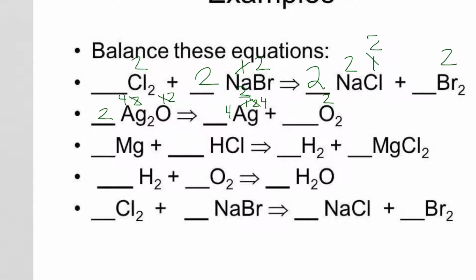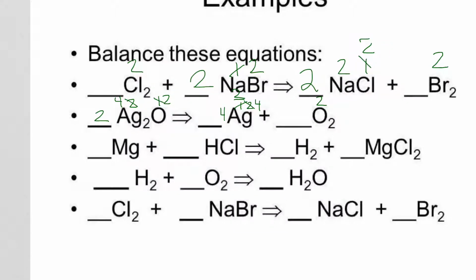Alright, so let's look at this one here. I'll leave my free element magnesium by itself. So over here I have 1 hydrogen, and I have 2. So I need to change this to 2 in order to have 2 hydrogen. As you can see, I'm not changing the formulas. You never change the formulas. You only change coefficients. So hydrogen is balanced.